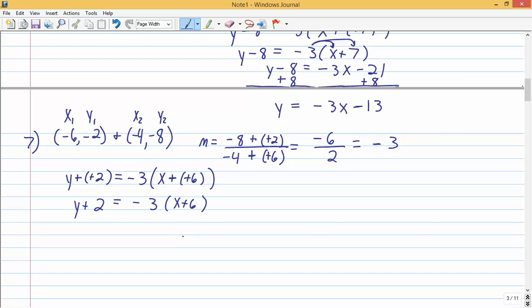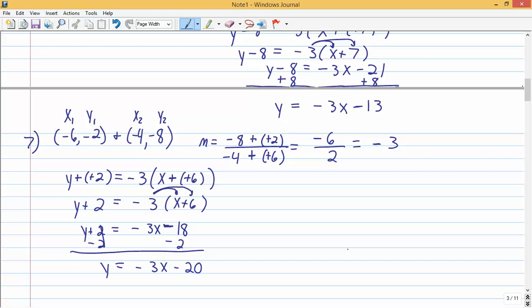The directions say slope-intercept form, so we want to make it y equals form. So distribute your negative 3. So y plus 2 equals negative 3x, and that's going to be minus 18. Get the y by itself. Subtract 2 from both sides. So you get y equals negative 3x minus 20. So that's the one you're looking for.